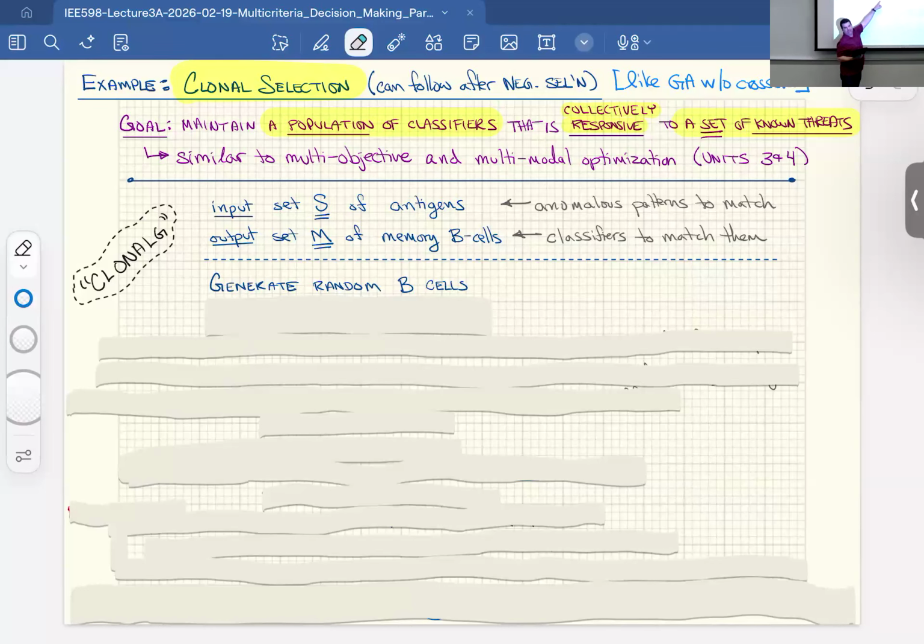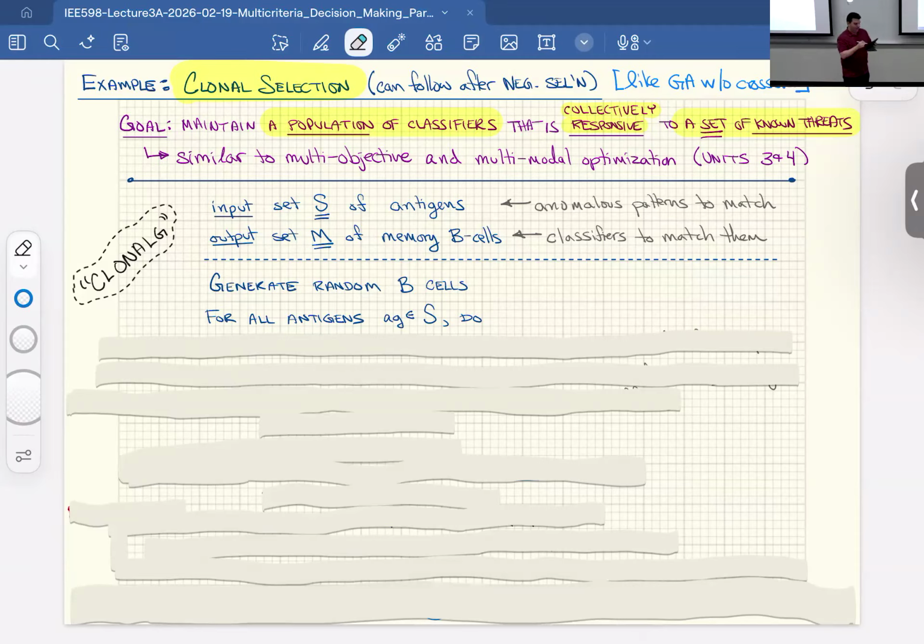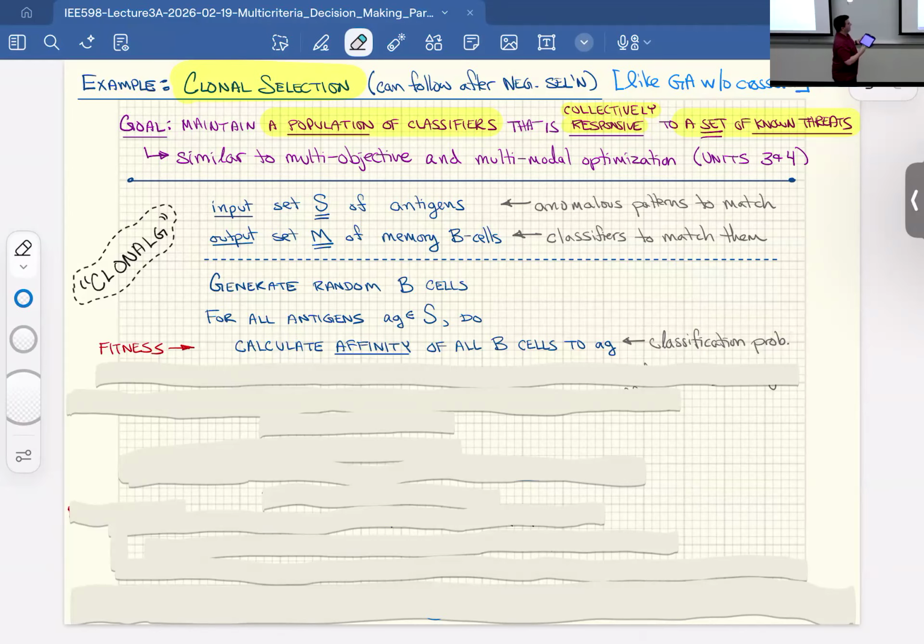So these are like elites, these M, and then the B are sort of like the individuals we're just trying out. So we generate random ones. And then for every antigen in our test set that is a bad actor we want to match against, we are going to calculate the fitness, or in clonal, they refer to it as affinity, of all B cells to that antigen. So this is like taking the dot product, if you want to think really simply about it, of the antigen with the B cell.